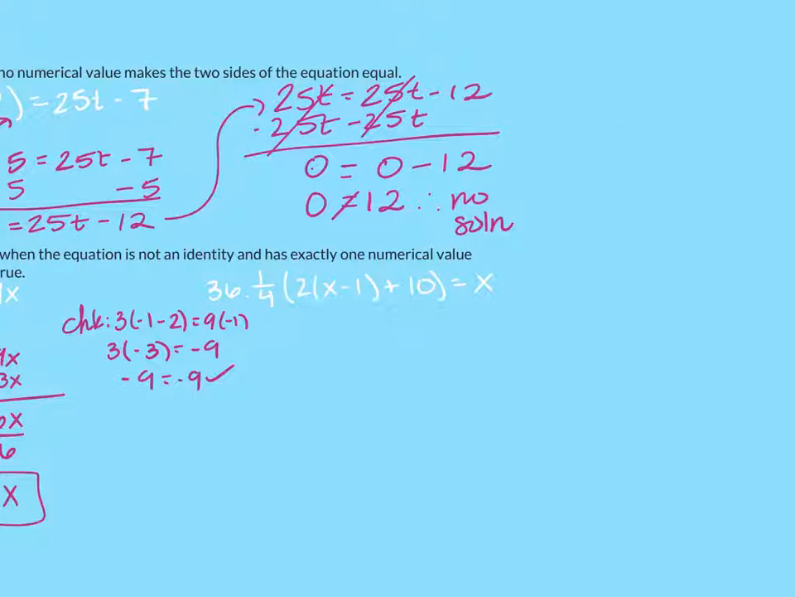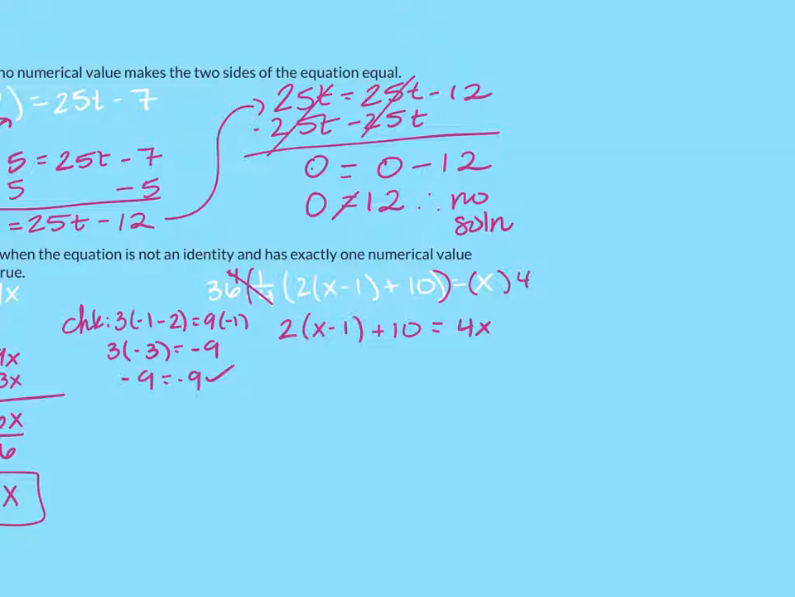In 36, it's a little bit more of a complicated equation, but again, we want to see if we get one solution, no solution, or infinitely many. So first thing I'm going to do is multiply both sides by 4, because I have that 1/4 in front and I want to deal with that first. So that cancels out and I'm left with 2 times x minus 1 plus 10 equals 4x.